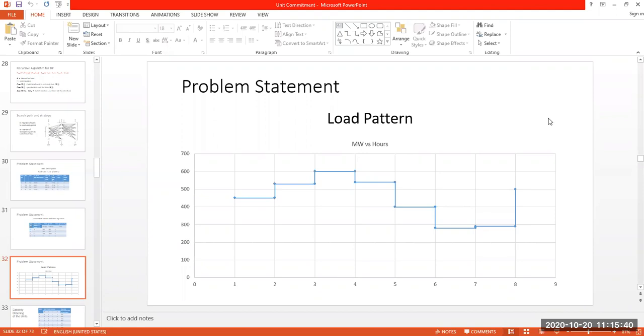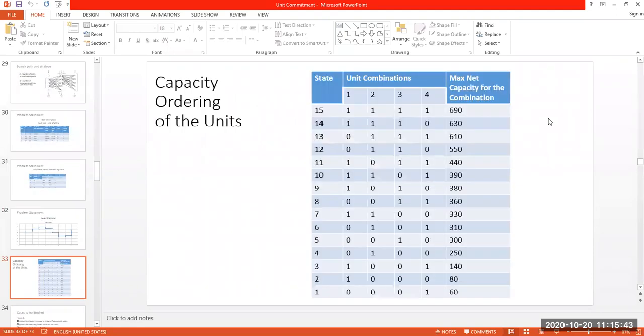Now, in solving the problem, we take the help of capacity ordering. What is capacity ordering? Let us see. As we have 4 units, how many combinations could there be? 2 to the power 4, that is 16. But as we said at the start of the unit commitment problem, when all the units are 0, 0, 0, 0, we are not going to consider it a state.